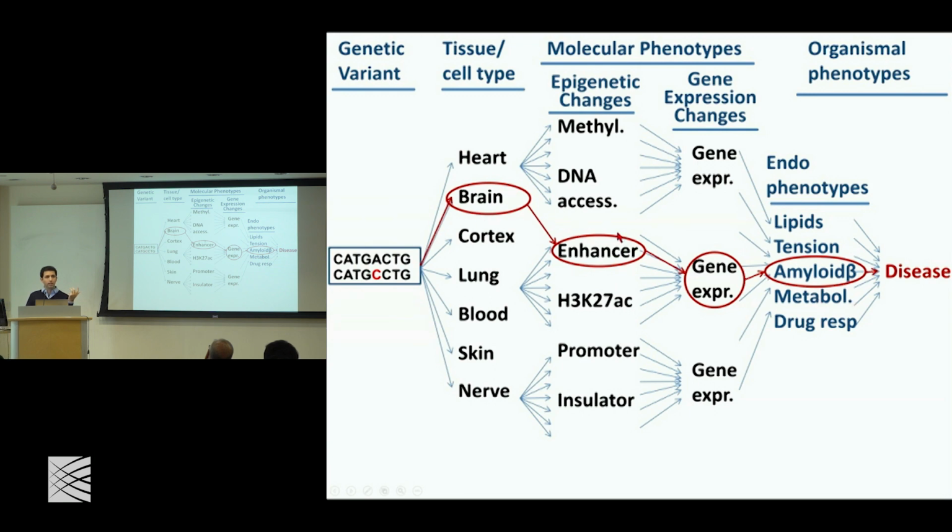What tissue is it acting in? Whether it's changing, a particular genetic variant is changing enhancer activity. What are the genes affected? What are the intermediate phenotypes, and so on and so forth.